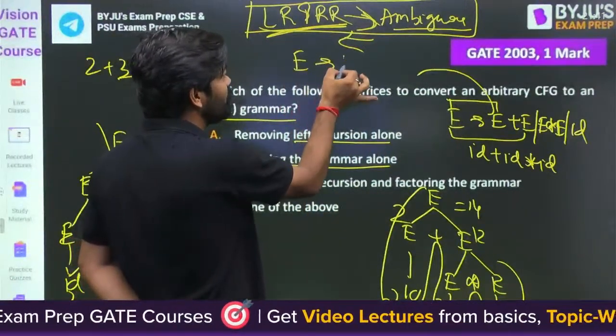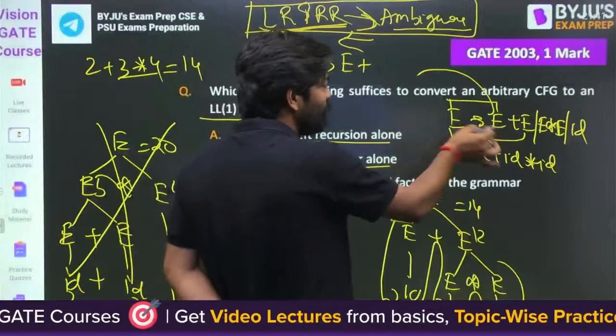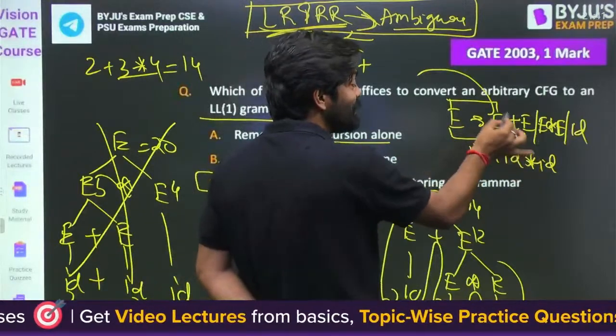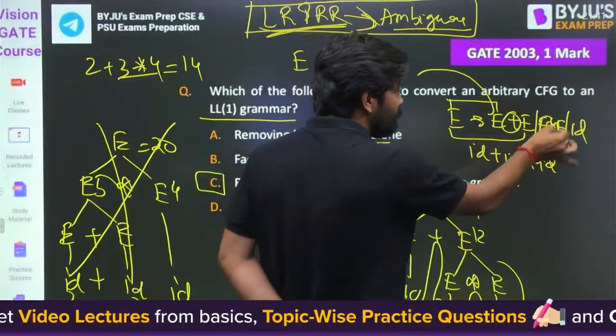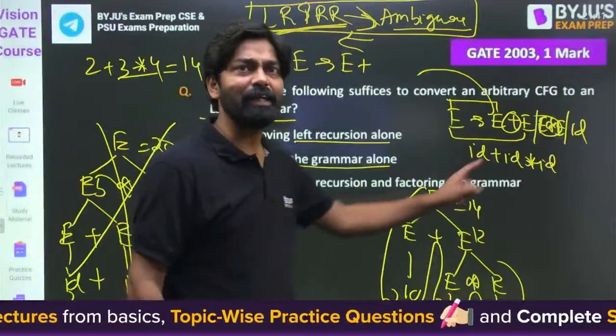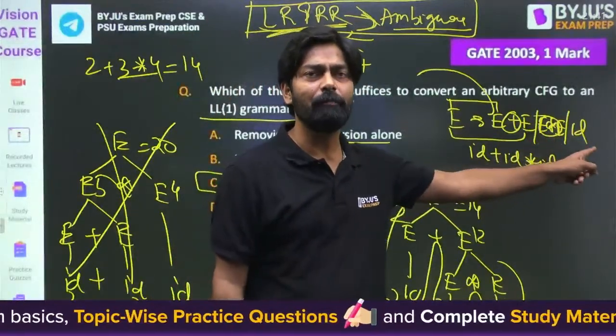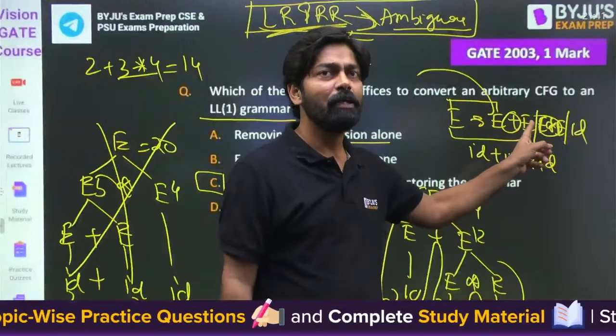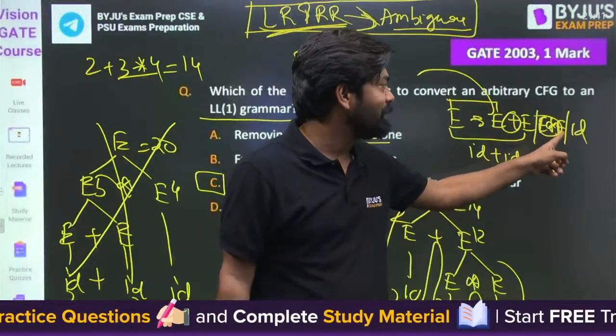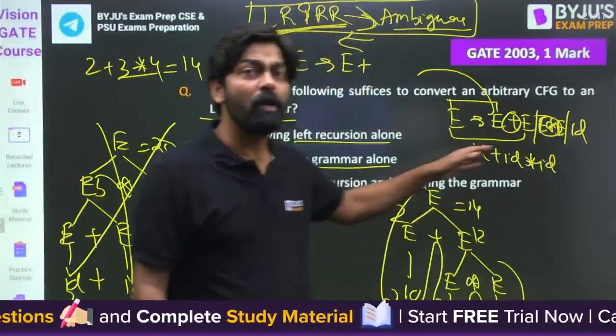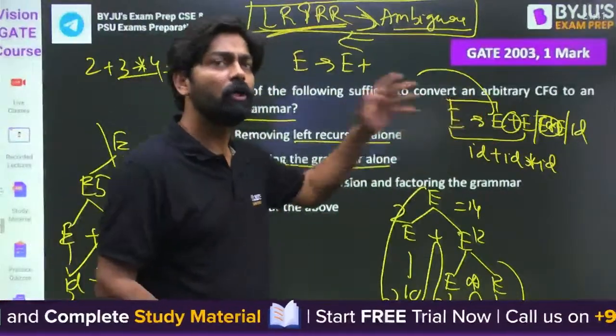Why is it ambiguous? Because here plus and star have the same precedence. That's why it is ambiguous. You cannot say which one is greater, either star or plus. You have an option here, so what you do is remove the option.